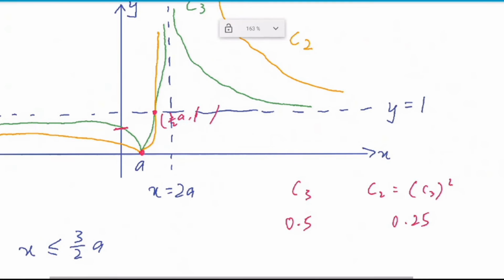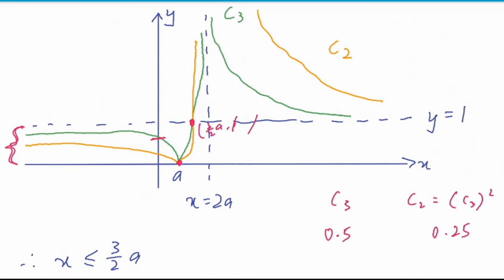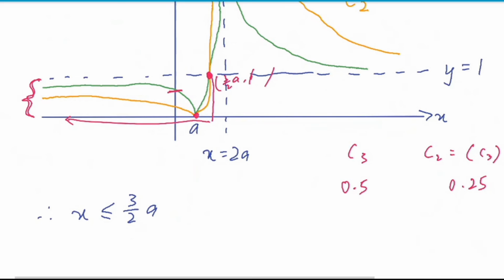So C2 is less than or equal to C3 is actually when we have got from here onward. This whole part here. Okay, so we just need to state the inequality, which is that x is less than or equal to 3 over 2a. Okay, so to be honest, this question is not so straightforward.